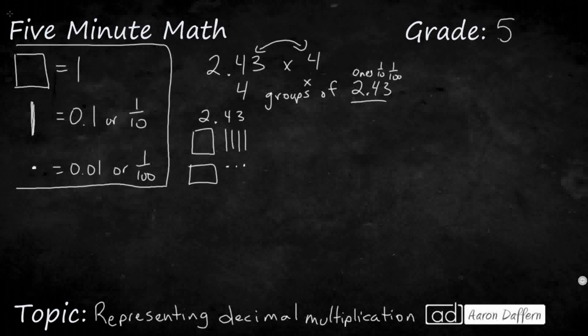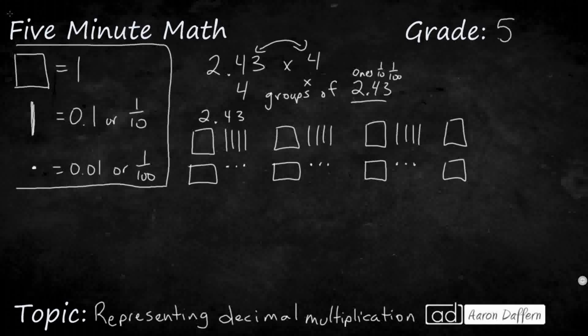Now the problem says 2 and 43 hundredths times 4. I just flipped it. 4 groups of. So I just need to do this 3 more times. Then I'll have a decent representation. So that's 2 more times. Then we can use it to actually find the product. And we can use the standard algorithm to double check our work.